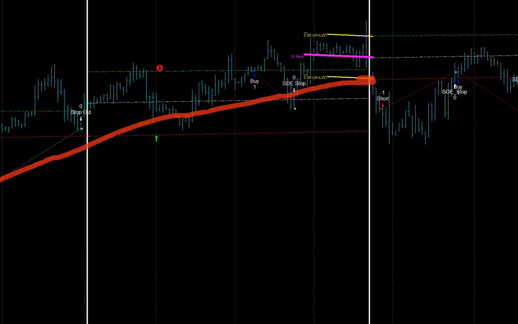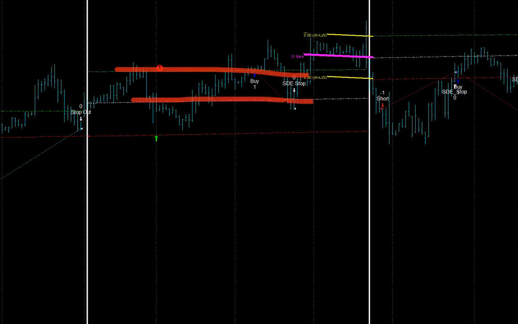And again, it's important to have horizontal lines. This is critical.